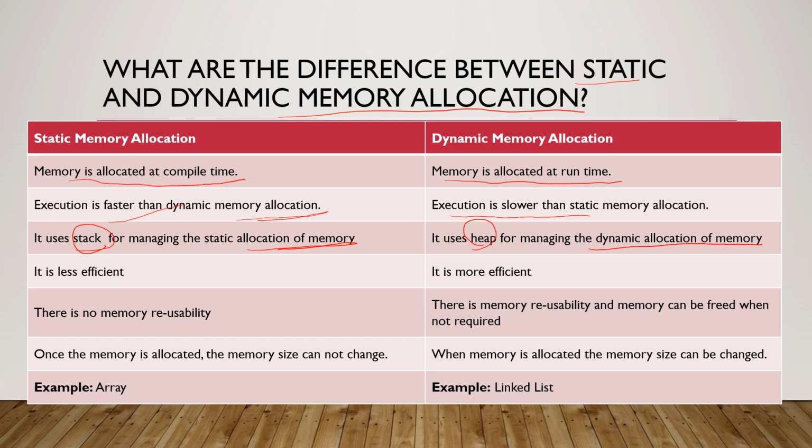Static memory allocation is less efficient, whereas dynamic memory allocation is more efficient. In static memory allocation, the memory cannot be reused, whereas in dynamic memory allocation, the memory can be reused, and once it is used, it can be freed, it can be released when it is not required. Once the memory is allocated in static memory allocation, the memory size cannot be changed. Whereas in dynamic memory allocation, when the memory is allocated, the memory size can be changed. So one example of static memory allocation is the array data structure, whereas the example of dynamic memory allocation is the linked list.